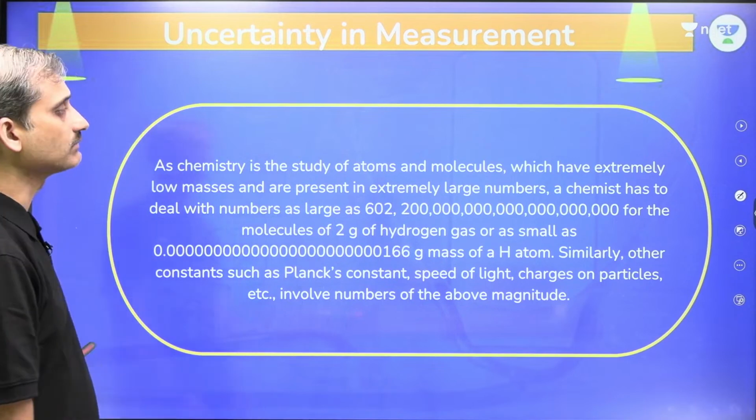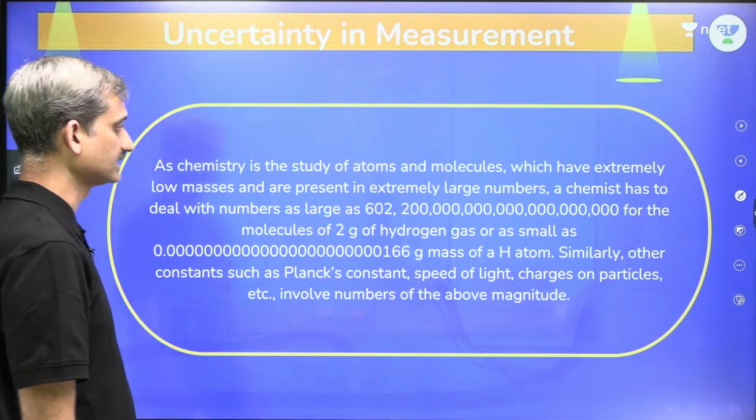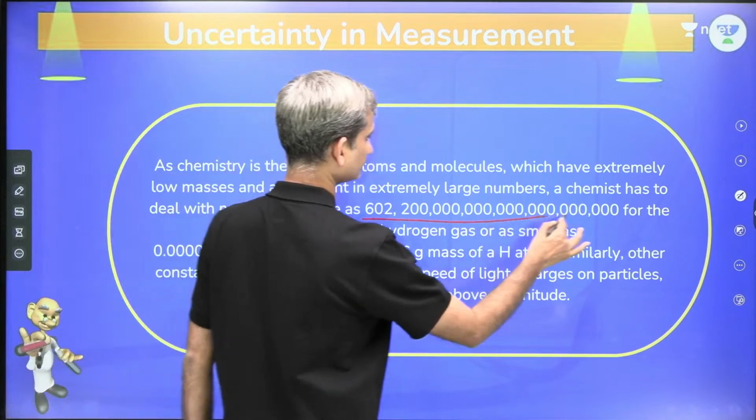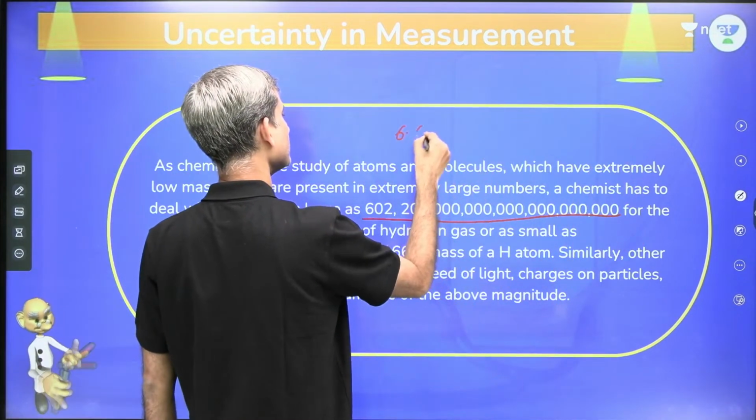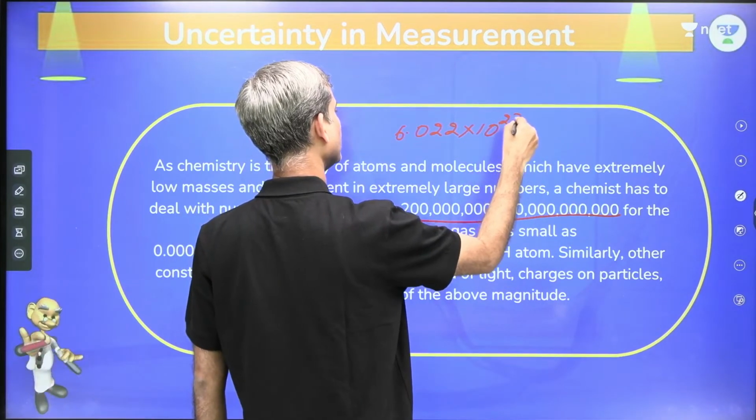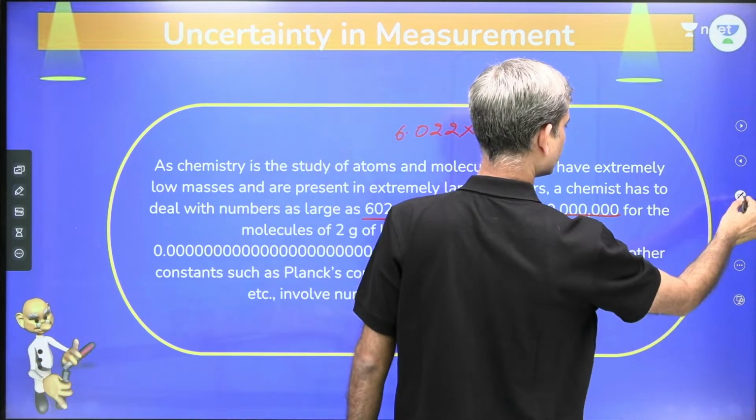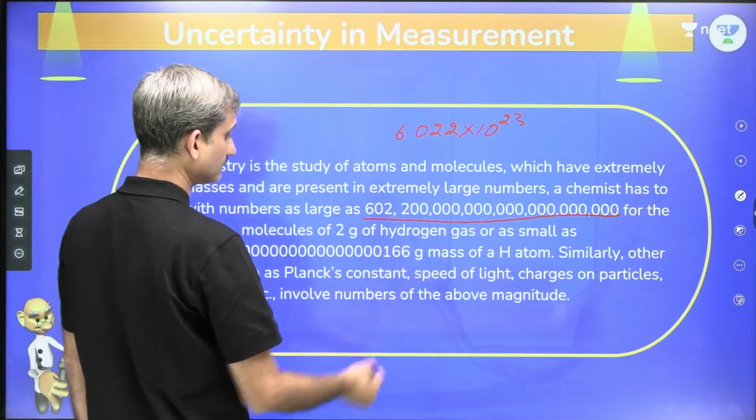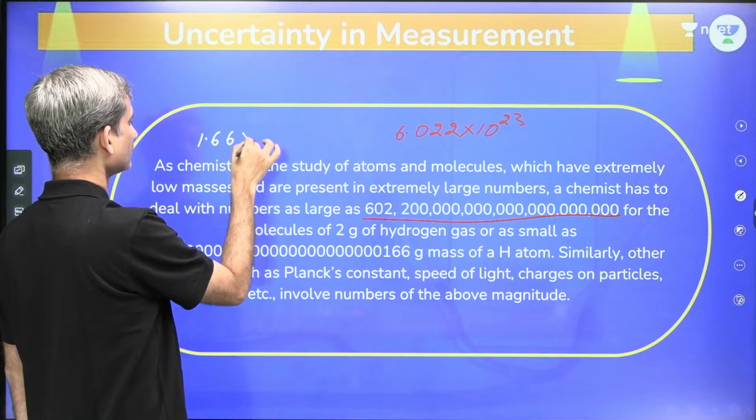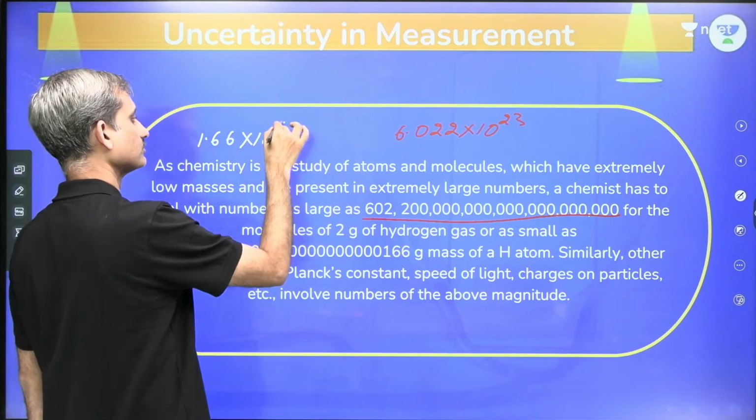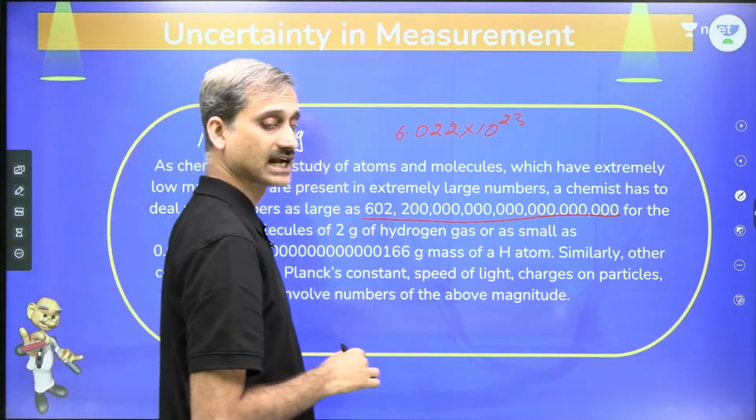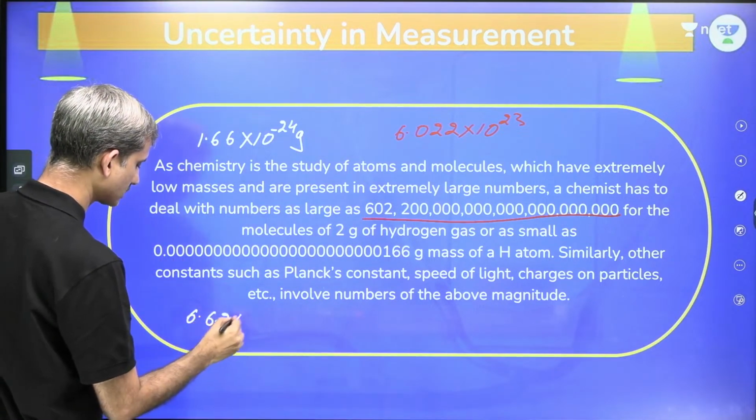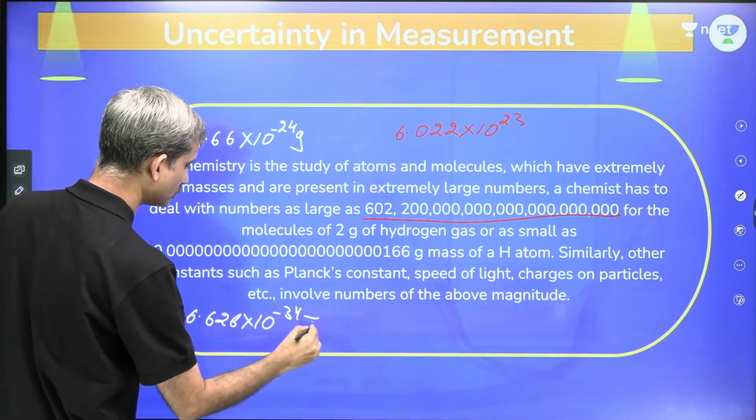As chemistry is the study of atoms and molecules, which have extremely low masses and are present in extremely large numbers, a chemist has to deal with numbers as large as 6.022 into 10 raised to power 23 particles, the Avogadro's number. Or extremely small numbers such as 1.66 into 10 raised to power minus 24 gram, the mass of one hydrogen atom in grams. Or Planck's constant, 6.626 into 10 raised to power minus 34 joule second.